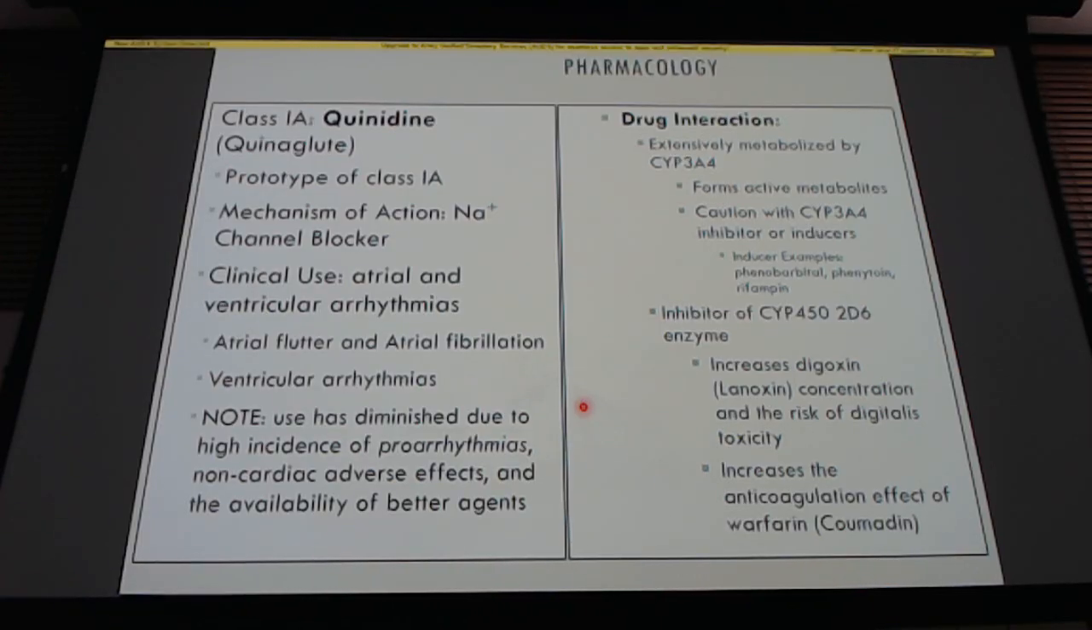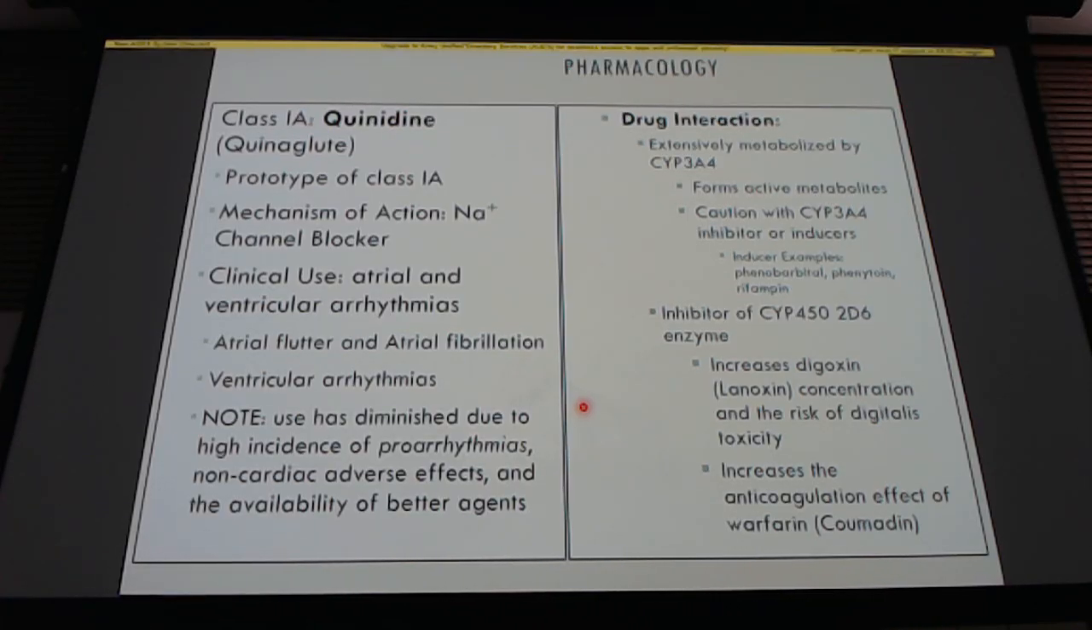Okay? So just remember lots of CYP interactions. And then looking at the inhibitor of 2B6. So a lot of different medications can be metabolized by 2B6 and our drug, right? So now my quinidine is inhibiting those drugs from being metabolized. So I do want you to look at the fact that your digoxin concentration increases, and that you also have your warfarin effects increased.